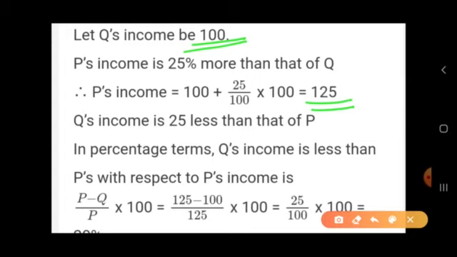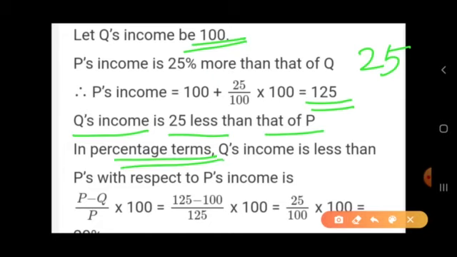So what will be the difference? 25 is the difference, that is, Q's income is 25 less than that of P. Compared to P, Q's income is 25 less. Okay. Now we are going to find it in terms of percentage. The formula is (P minus Q) divided by P into 100. So what is P's income? 125. What is Q's income? 100. 125 minus 100 is 25.